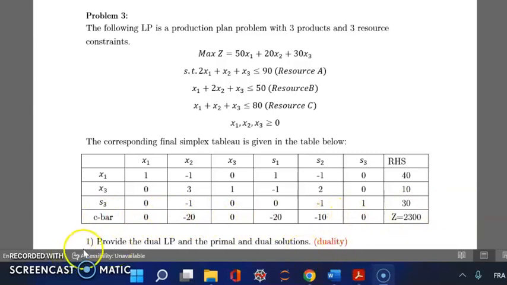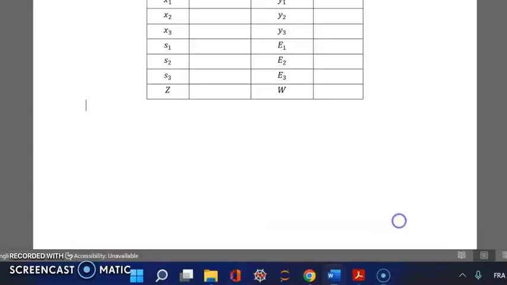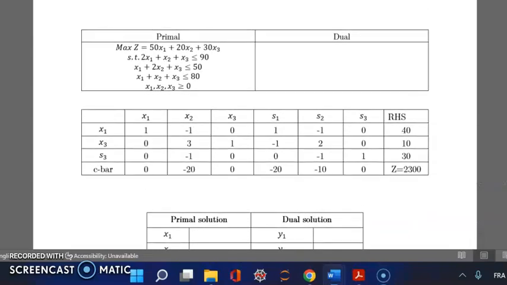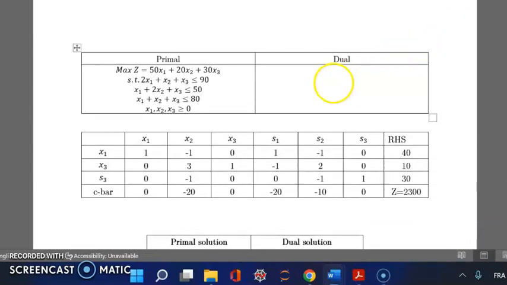The first question is to provide the dual LP and the primal and dual solutions. So we're going to start by providing the dual LP. We start with the objective function. In the primal we have a maximization objective function, so the dual is a minimization objective function. I'm going to call it W.